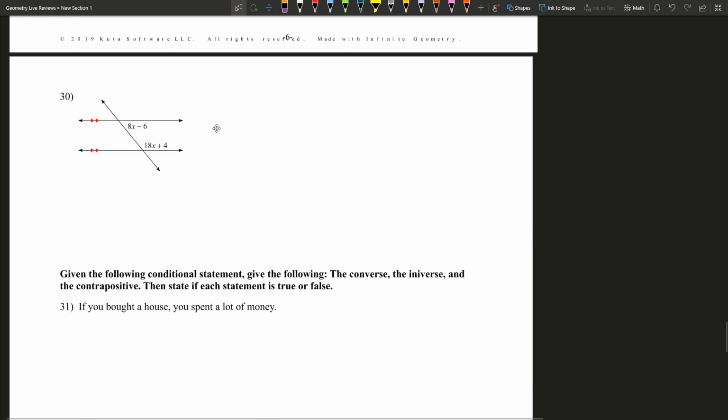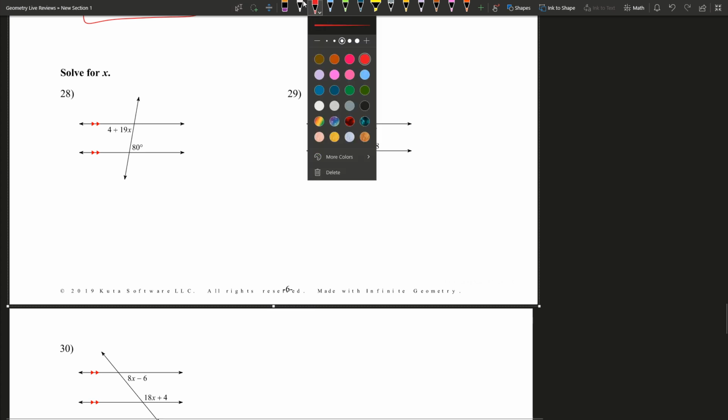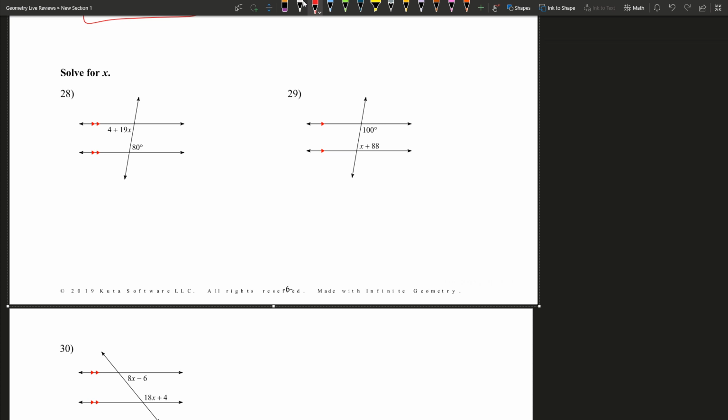28, 29, and 30. Really, the rest of this test has to do with chapter 3, which is what we just covered. Chapters 2 and 3. For 28, you have to know that these two are alternate interior angles. I don't require you to say that, but you have to know that's what they are. You also have to know that alternate interior angles are congruent to one another if these two lines are parallel, which they are.